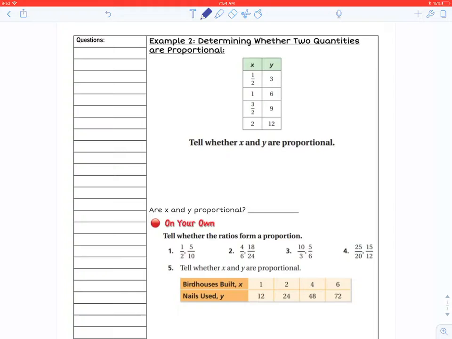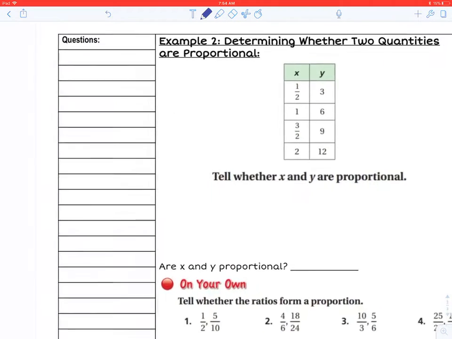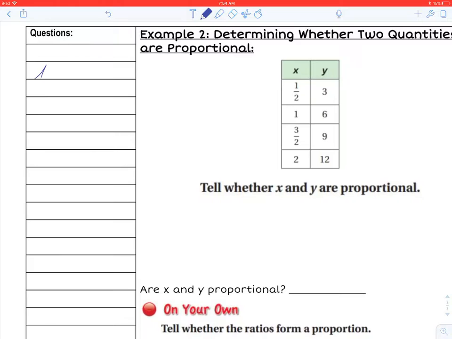In example 2, we are going to be determining whether two quantities are proportional. So here we have a ratio table, and we've got our x values and our y values, and we need to determine whether the x values are all proportional to the y values, which means that we're going to be doing multiple checks. So how are we going to determine whether they're proportional or not? Well, we just discussed that if they are proportional, that means that all of the ratios are equal to one another. So we need to ask ourselves that question. That's the question that we're asking here.